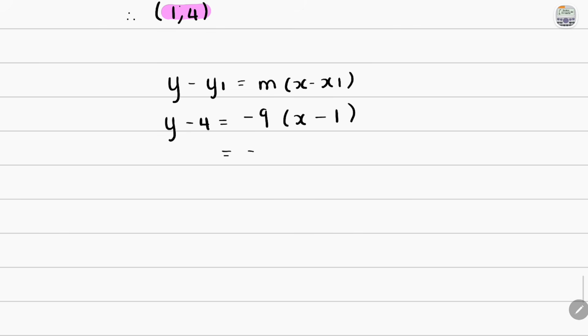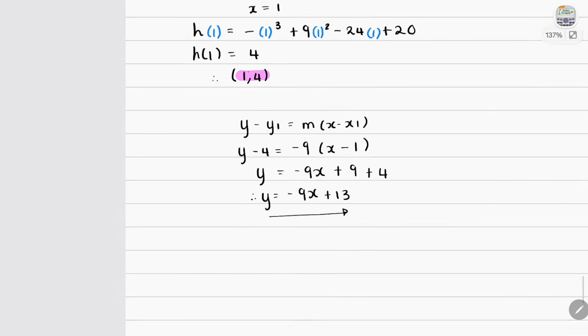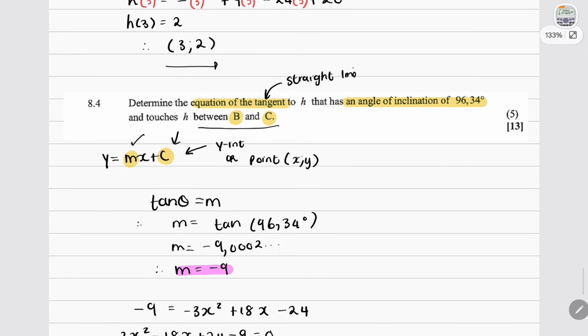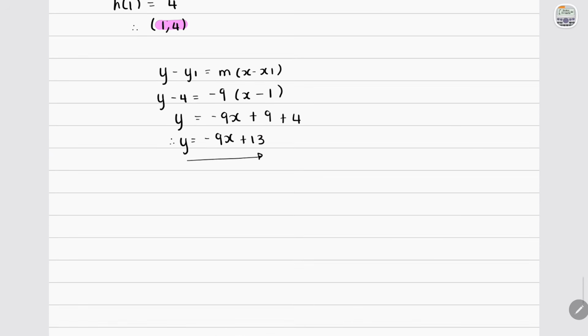So we have negative 9x, and then that becomes a positive 9. The negative 4 comes over to become a positive 4, and then we have y equals negative 9x plus 13, and that is our answer. Okay, so that is it for that question, and that was the last question for question 8. So now moving on to question 9.